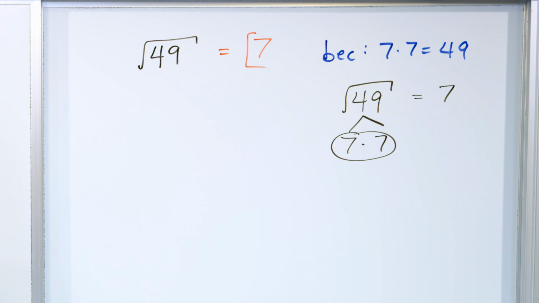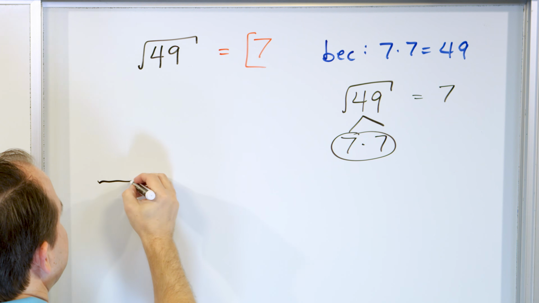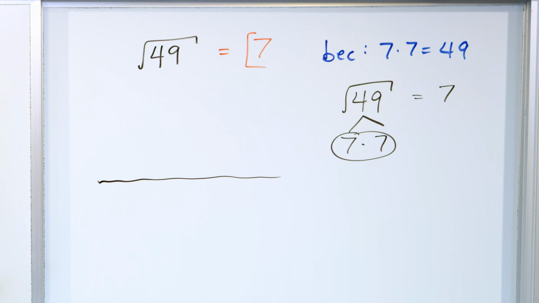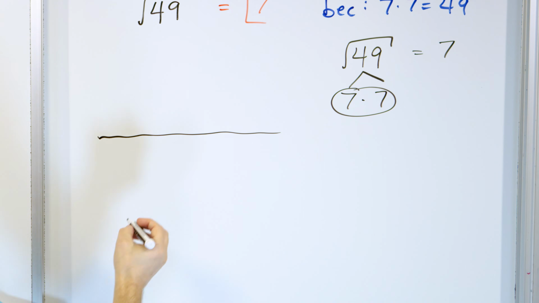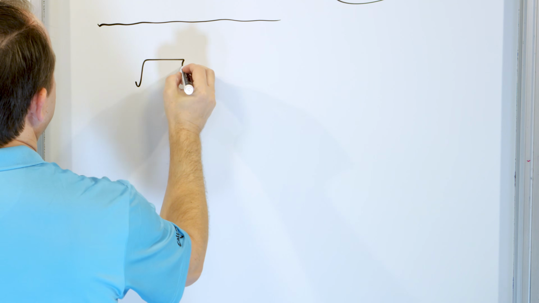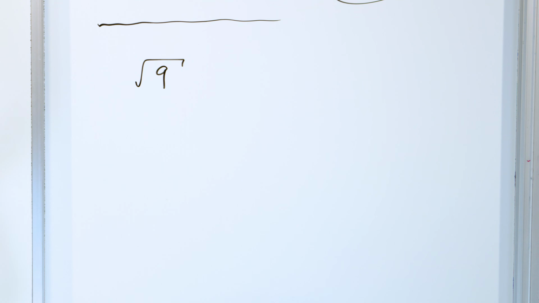Now, of course, for all of these, it's very simple to get the answer, but you're just going to have to trust me. In a few lessons, I'll give you some that are very, very difficult without using a calculator or a factor tree. Let's find the square root of 9. Very common, right?